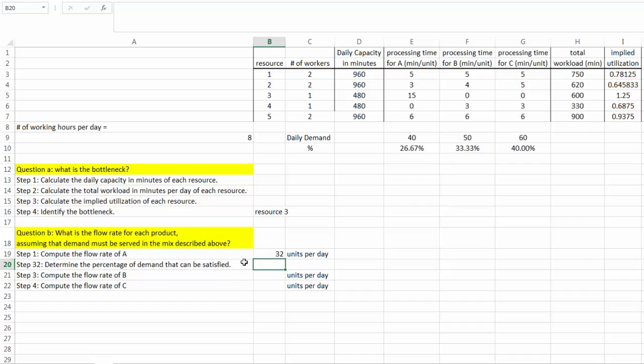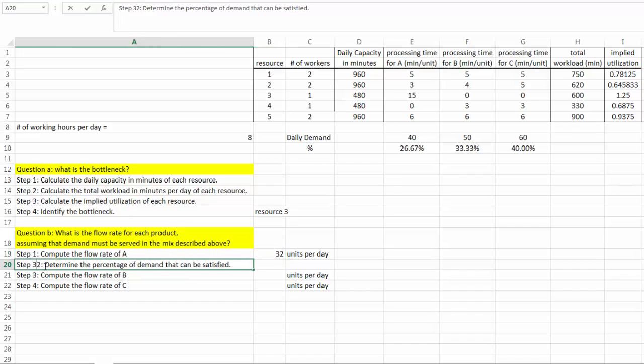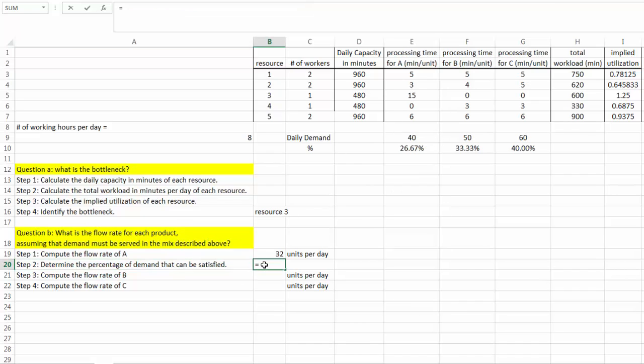And based on this, in step 2, here's a typo. Let me fix it. We are going to determine the percentage of demand that can be satisfied. Recall that we want that demand must be served in the mix described above. The demand for product A is 40, but we can only process and produce 32 per day. So what do we know? We can only complete or satisfy 80% of the demand.